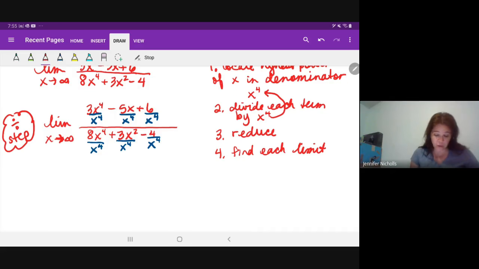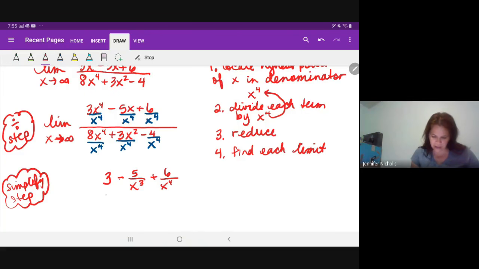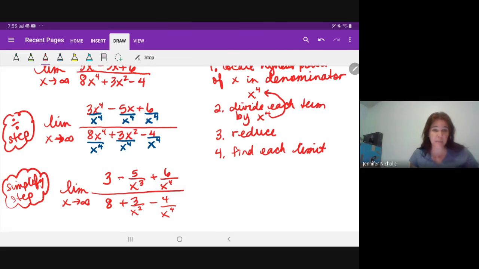Now you do the simplify step. This is usually where people miss out on partial credit because they do two steps in one. So this is 3 minus 5 over x to the third plus 6 over x to the fourth, divided by 8 plus 3 over x to the second minus 4 over x to the fourth. And then you have limit as x approaches infinity. And the same thing would be if it approached negative infinity.